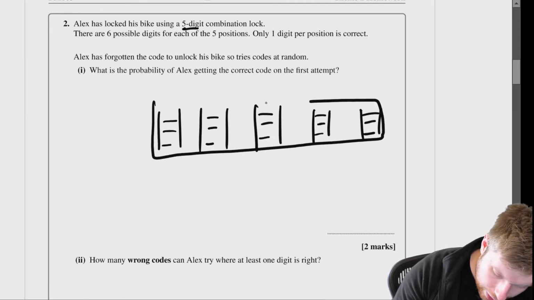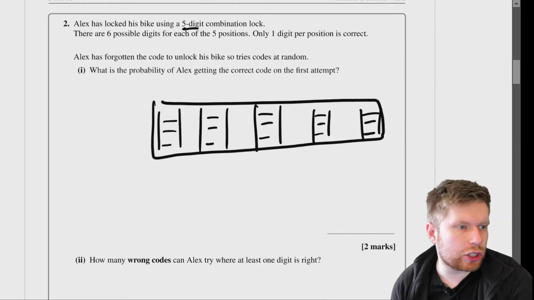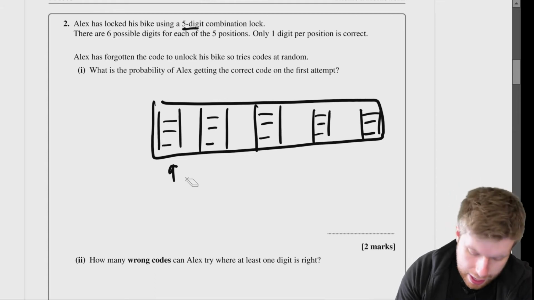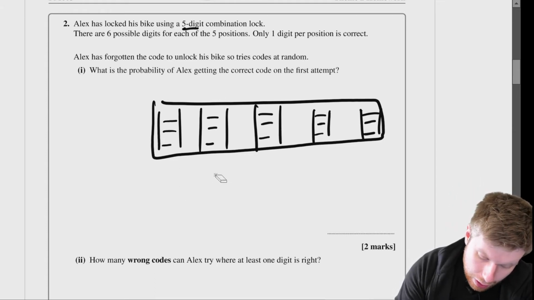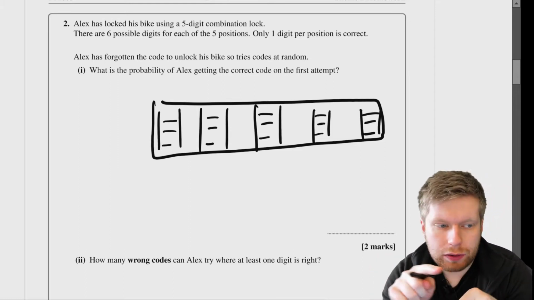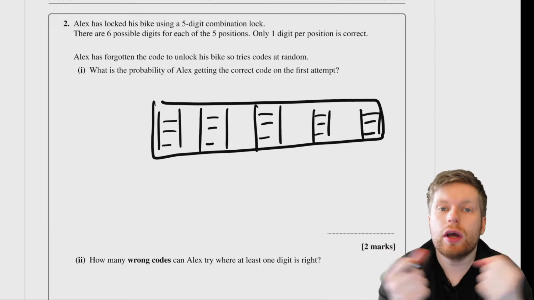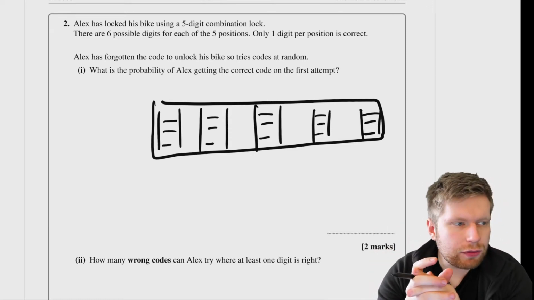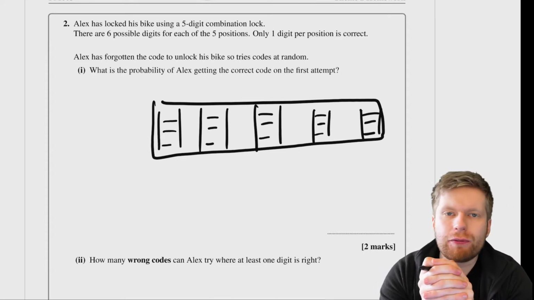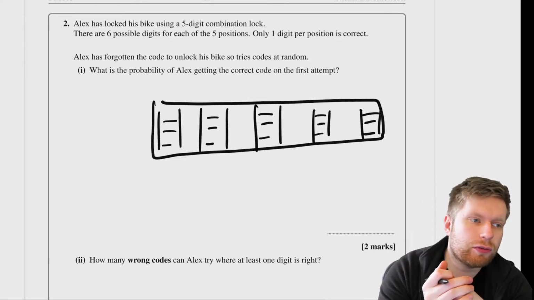So basically it's a combination lock and there's 5 wheels on here if you like, and there's only 6 possible digits that can go in each of the 5 positions. So they'll be like the digits 0 to 5 here, then 0 to 5 here, and basically only 1 digit per position is correct. Okay, so basically I'll spin the wheels and only 1 digit on each of these wheels is correct. If you get the correct digit on each wheel, you unlock the lock. Okay, so Alex has forgotten the code to unlock his bike, so he just tries some codes at random. What's the probability that he gets the code correct on the first attempt?